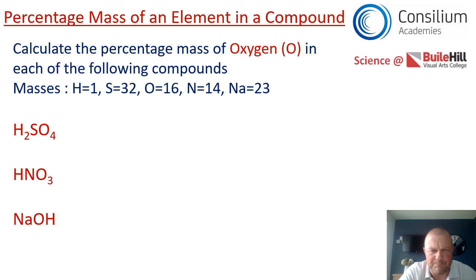Time for some practice then. There are 3 compounds on the screen. We've got H2SO4, HNO3, NaOH, and each of those compounds has oxygen in them. So what I'd like you to do is, you're treating them as 3 separate questions. I'd like you to calculate the percentage mass of oxygen in each of those compounds, and the full list of masses that you need are on the screen. So pause the video now. As always, show your full working out, and we'll check your work in a short while.